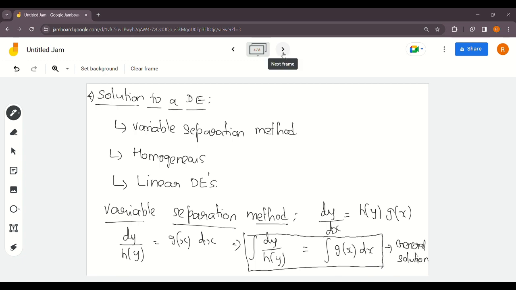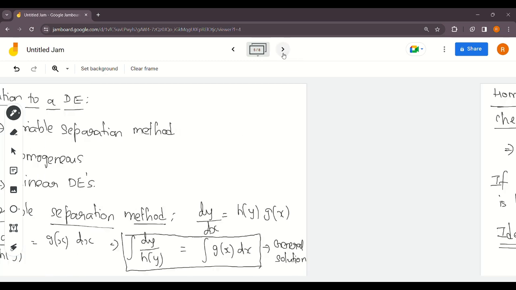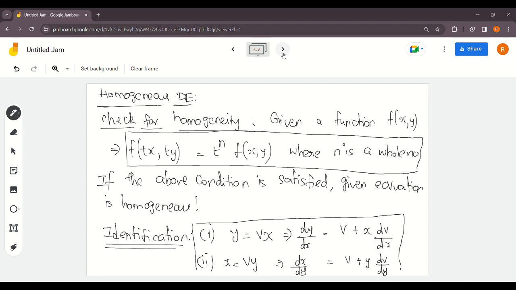Now let us go to the next part, which is homogeneous. So homogeneous differential equation. First we will have to check. Suppose in the question they ask you to check whether the given equation is homogeneous or not. So this is a condition for checking. First an equation will be given where it is in functions of both x and y. So that's why I have written f of x comma y. You need to replace x by tx and y by ty.